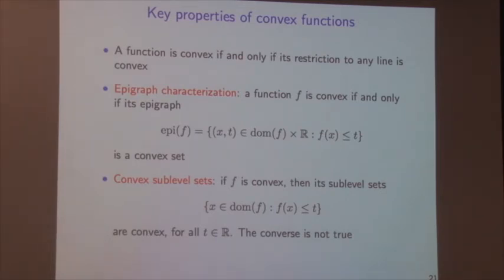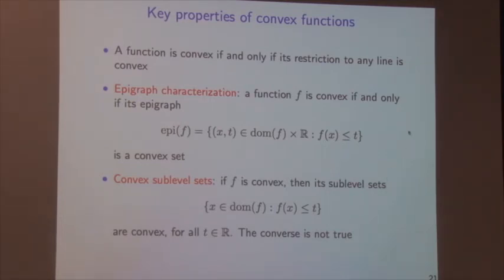So if I have a function from Rn to R, and I look at a line in Rn, and I look at how the function behaves over that line, if that's convex no matter what line I take in Rn, then that's true if and only if the function itself is convex.